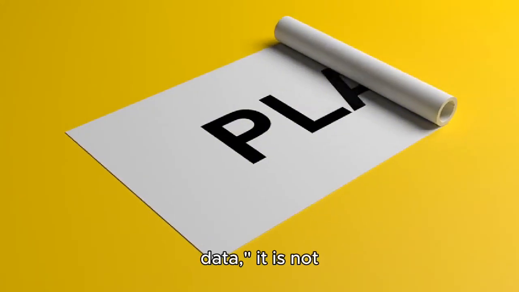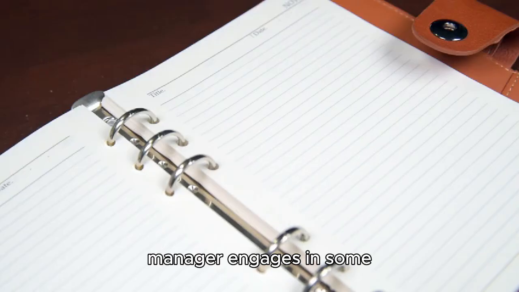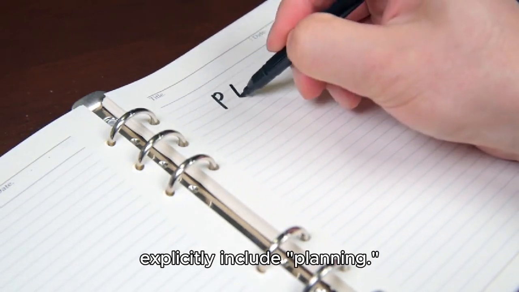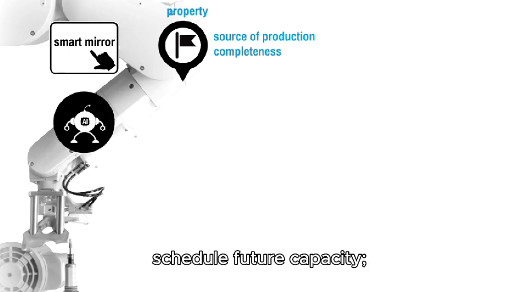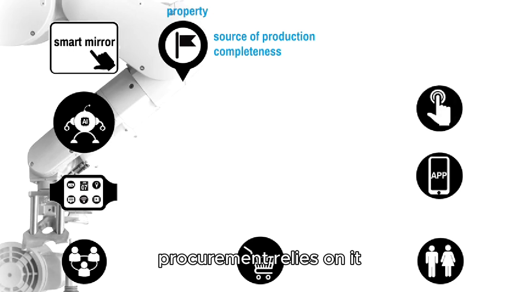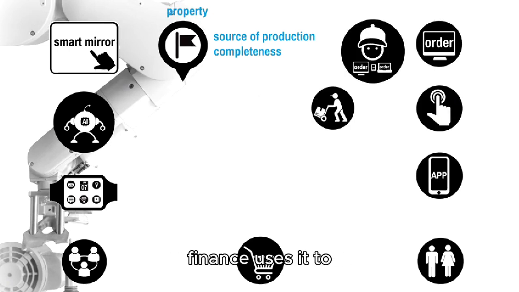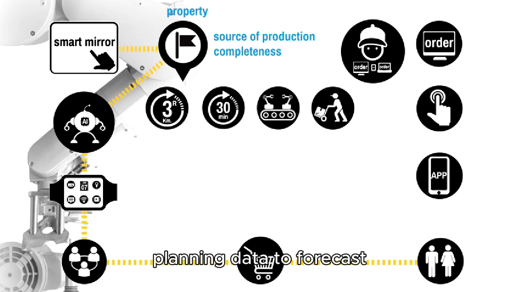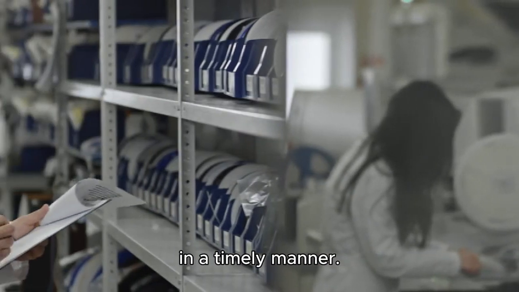Although labeled planning data, it is not exclusively for the planning function. Every manager engages in some form of planning, even if their title or role doesn't explicitly include planning. For instance, production uses planning data to schedule future capacity. Logistics use it for planning logistics costs. Procurement relies on it to formulate purchasing plans and negotiate prices with suppliers. Finance uses it to simulate cash flow. Sales, of course, uses planning data to forecast revenue and arrange promotions and activities in a timely manner.